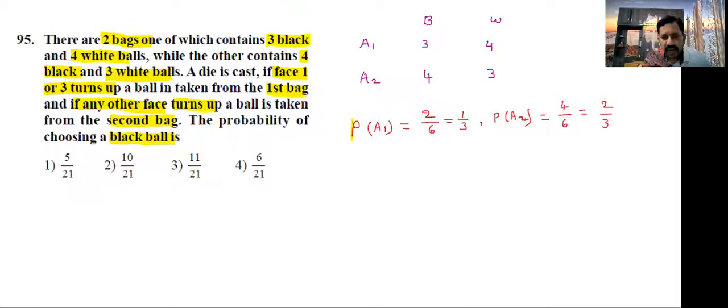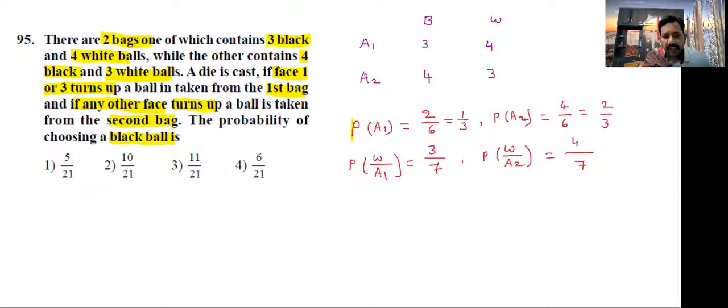Now we want to select a white color ball in the first bag. P of W by A1. W means white color ball. So how many white colors are there in the first bag? There are 3 white colors, total 7. Probability of selecting a white color ball in the second bag, A2. Total white color, how many are there? 4 white color, total 7.